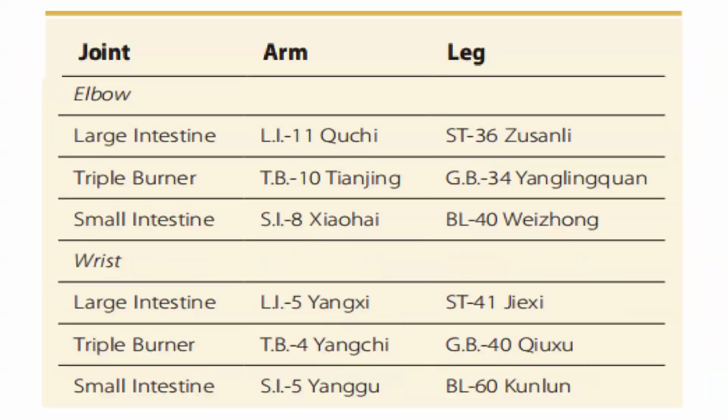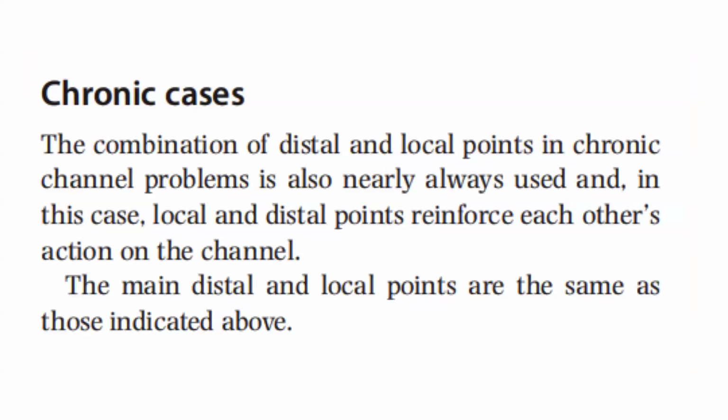Again, on the elbow, LI11 on the arm and stomach 36 on the leg. On triple burner, it would be triple burner 10 and GB34 on the leg. SI8 on the arm and bladder 40 on the leg. For the wrist, it would be LI5 on the arm and stomach 41 on the leg. Triple burner 4 on the arm, GB40 on the leg. SI5 on the arm and bladder 60 on the leg.